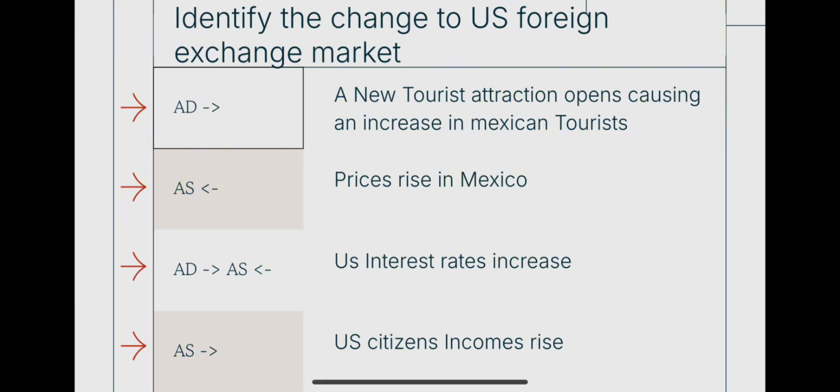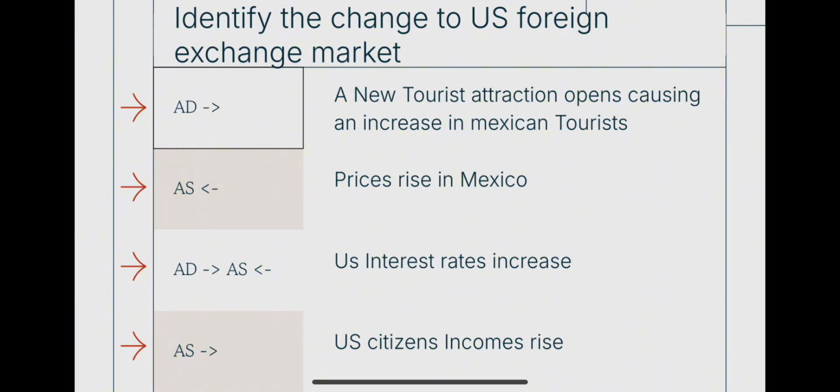In the first scenario, a new tourist attraction opens, causing an increase in Mexican tourists. How will this shift the foreign exchange market? Aggregate demand going up. That is correct. For the second scenario, imagine prices rise in Mexico. How will this shift the U.S. foreign exchange market? This scenario will lead to a decrease in aggregate supply.